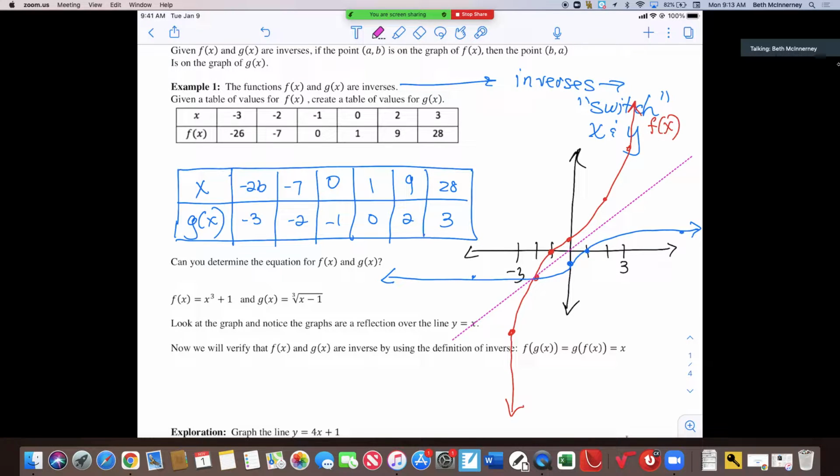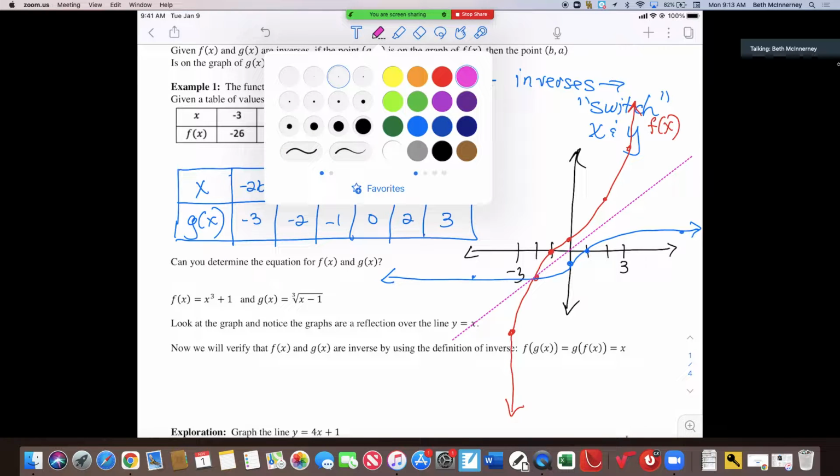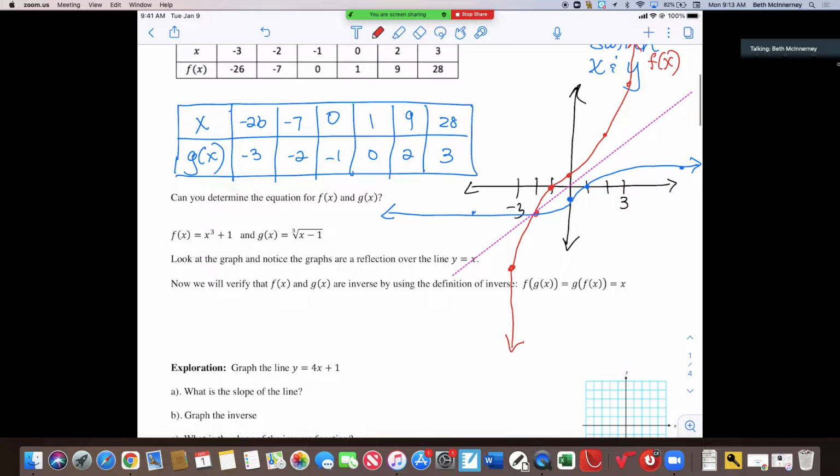Then we can verify inverses. You remember this? Let me use a little highlighter here. If f and g are inverses, by the definition of an inverse, f of g of x equals g of f of x equals x. Now can you begin to see the connection to our chain rule coming? We were doing compositions of functions, so this is going to be super cool.